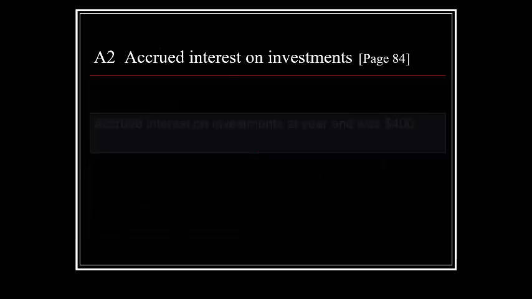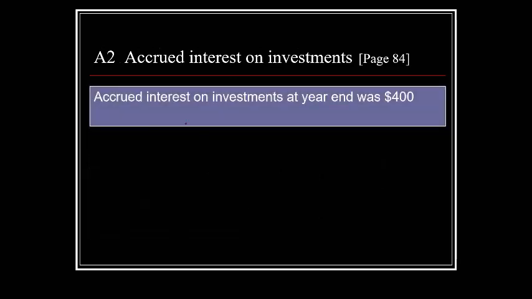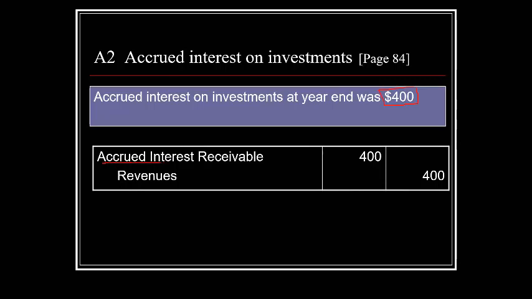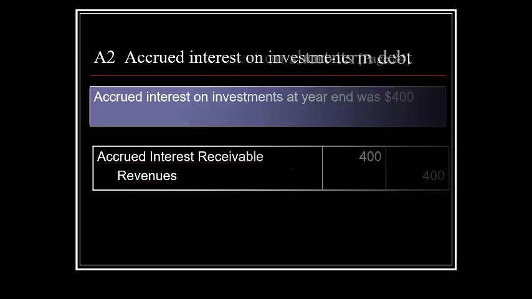So this was the first type of adjustment that we need to do at the end of the period. Second, accrued interest on investment. Accrued interest on investment at the year end was 400. This is a return on investment that will be accrued to the government. So I will say accrued interest receivable, or interest receivable right away, I don't care, and crediting revenue for the same amount. So here you earned the interest on your investment, but you have to record that amount even if you did not receive it yet. So it is interest receivable and revenue. Interest receivable and revenue. Right.